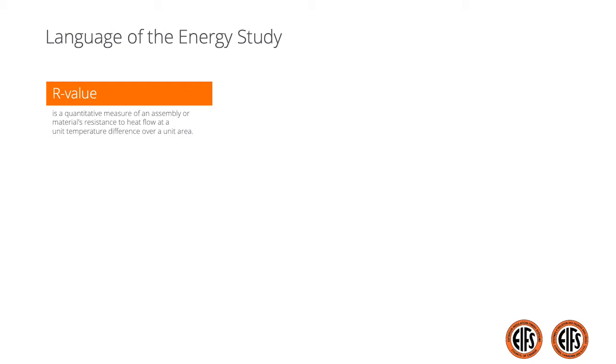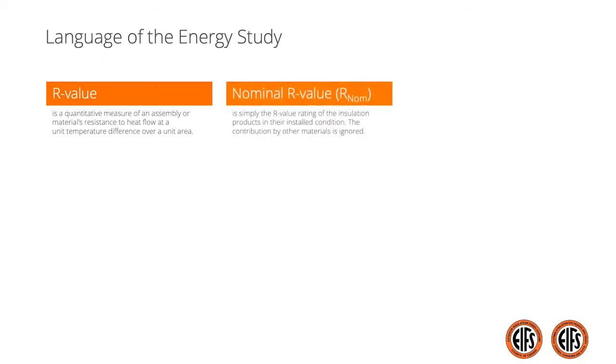Practically speaking, heat energy travels from hot to cold. When migrating through a material, this process is conductive heat loss. As an assembly's resistance to heat flow, or its R value, increases, the lower the rate of conductive heat loss. With this in mind, let's have a look at our other terms. Nominal R value is simply the R value rating of the insulation product in its installed condition. Contribution by other materials is ignored.